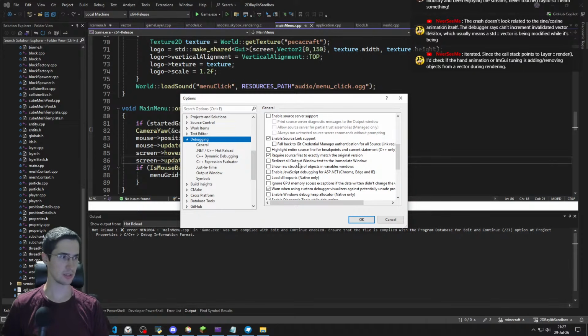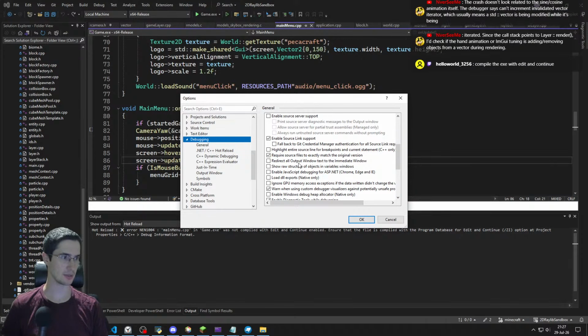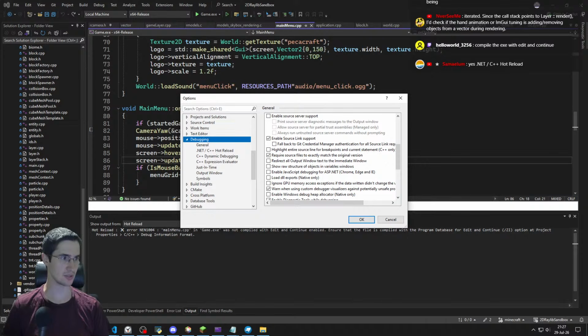Crash doesn't look related to the sine cosine animation itself. The debugger says can't. No, I haven't said the crashes are because of animations. You missed some parts from the stream. So they've been watching the replays, but never had the chance to see the actual live stream.